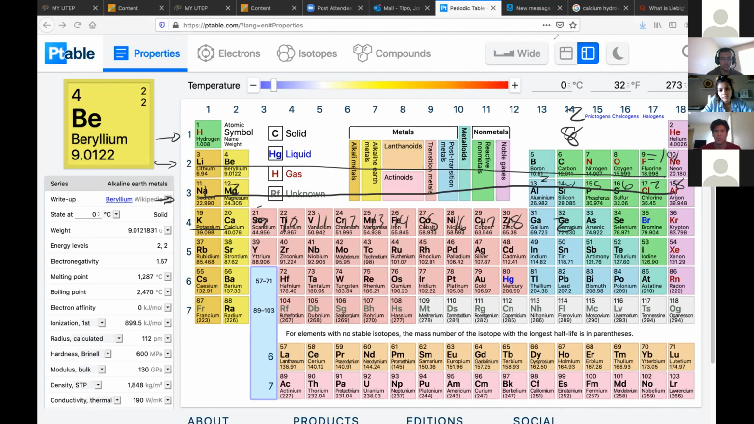So iron on the third shell has 8 or 18? It has 18. Or, no, sorry. It has 14, right? Because that's where it ends up. Oh, perfect. Okay, I get you now.